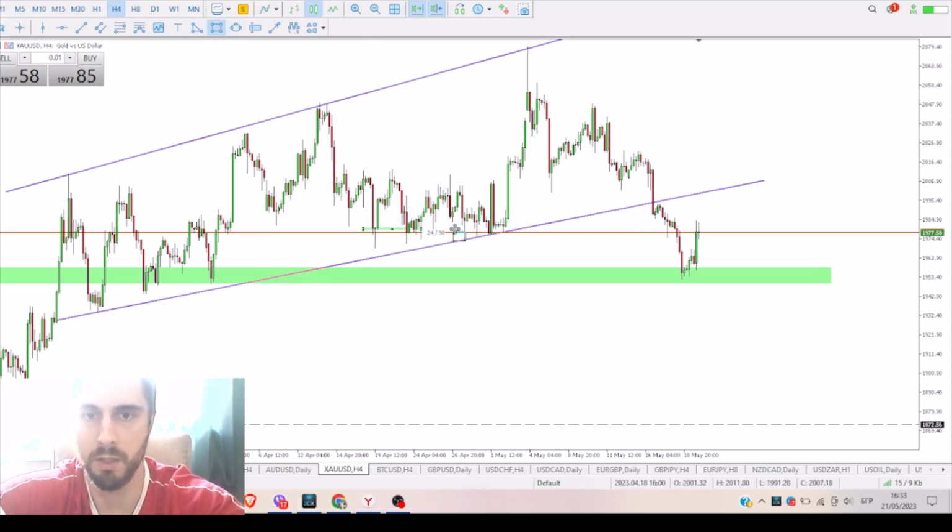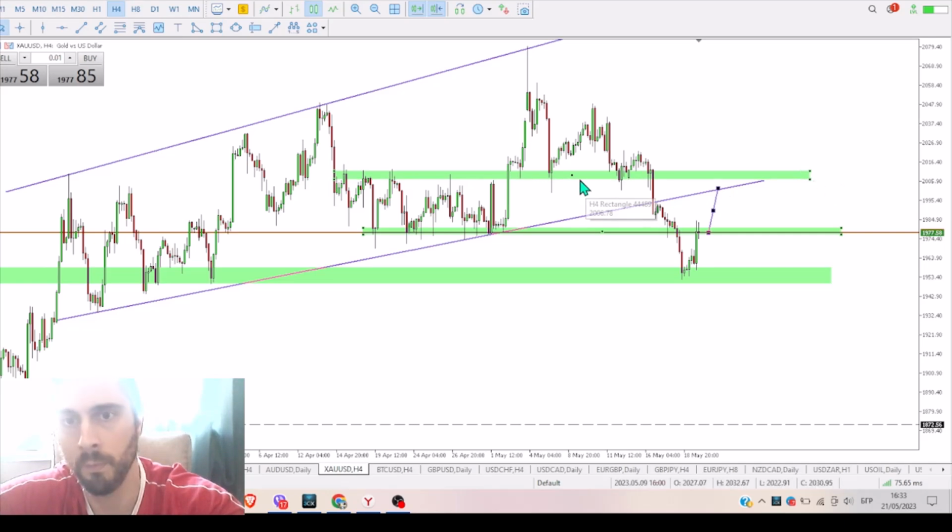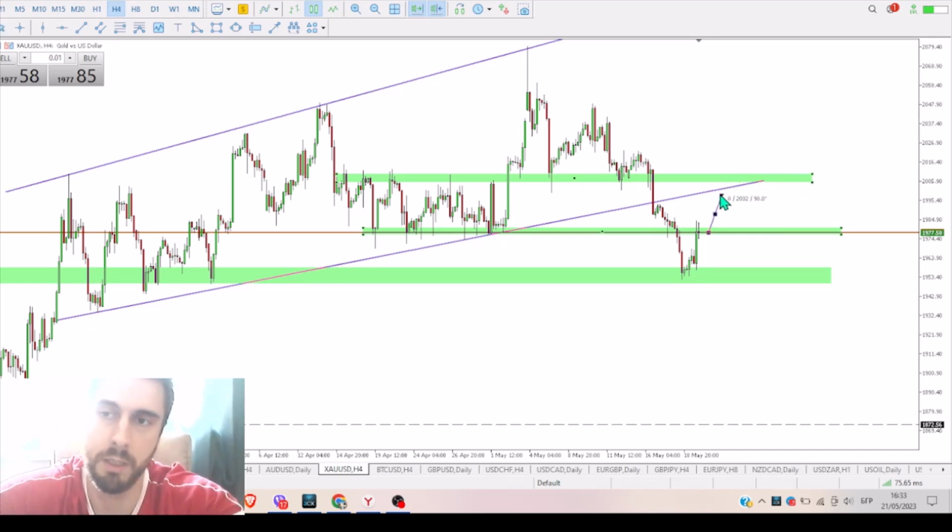Currently we are at the daily resistance, and price can penetrate it and continue bullish to the next resistance, which is somewhere here. This is a great level of resistance because it matches with the trend line. It will be a great place to sell. If that happens, I'm going to sell from this area of resistance.